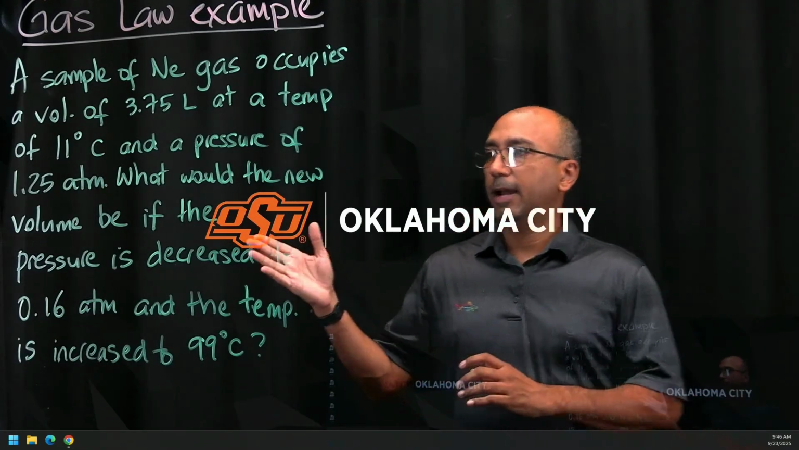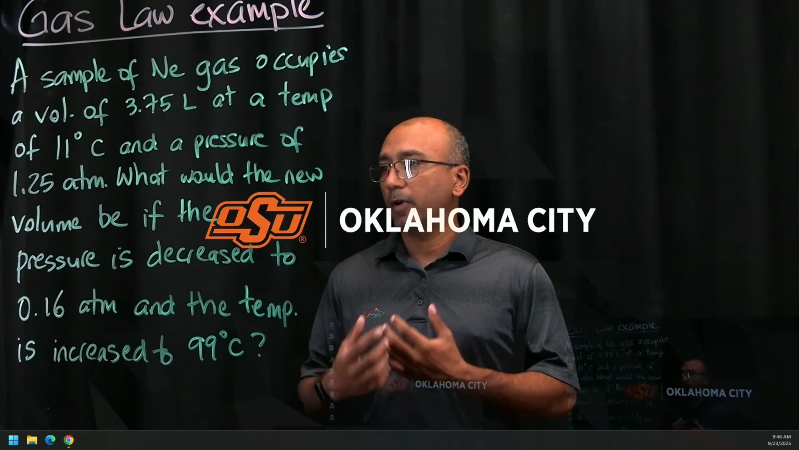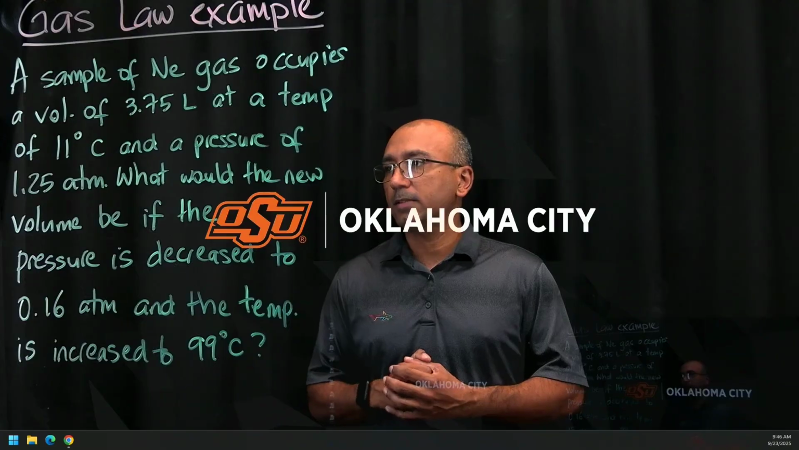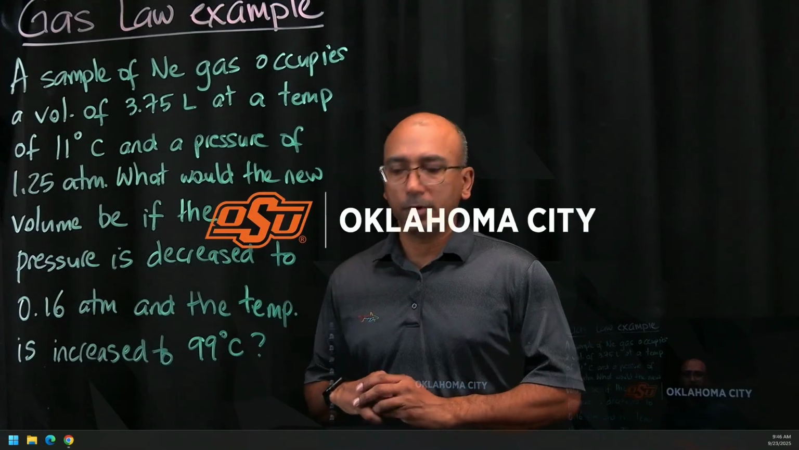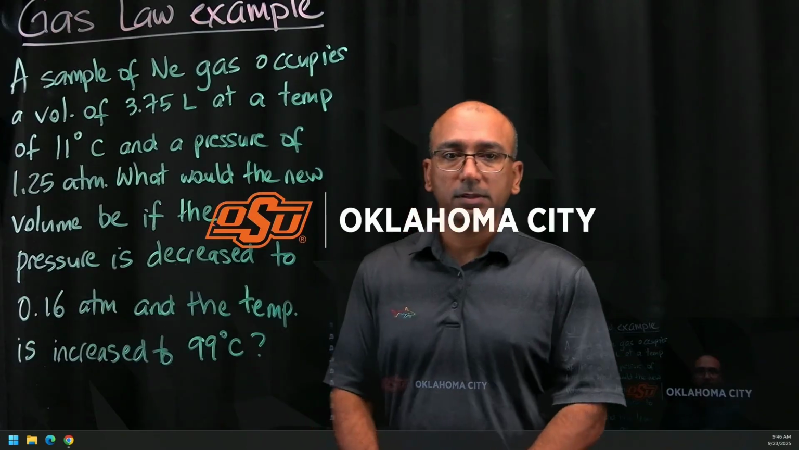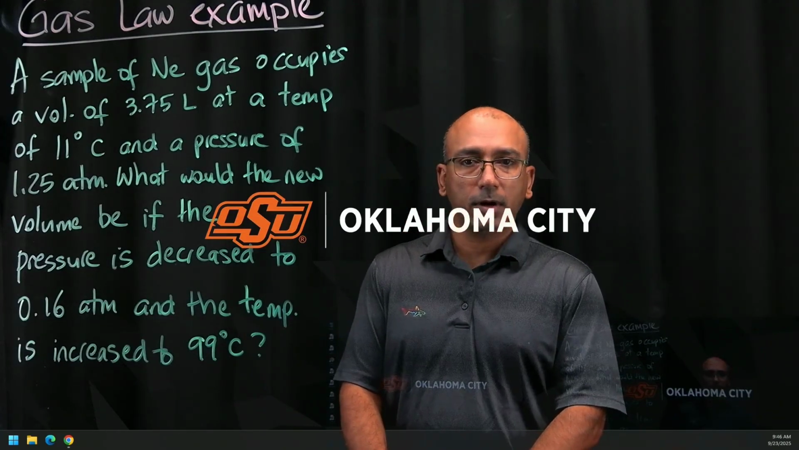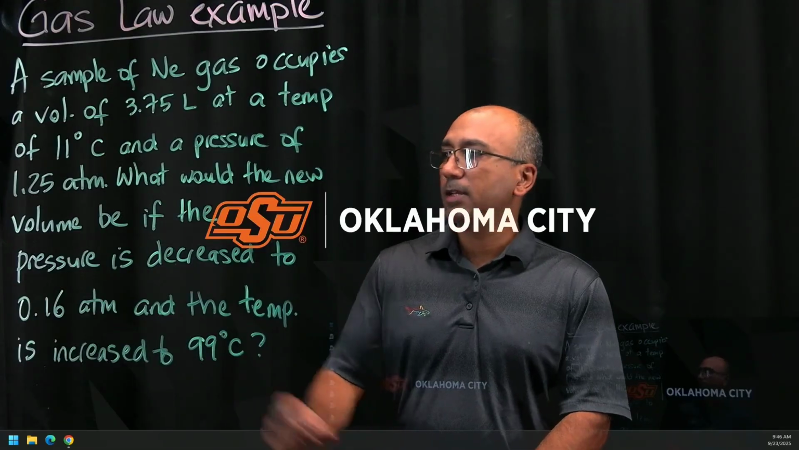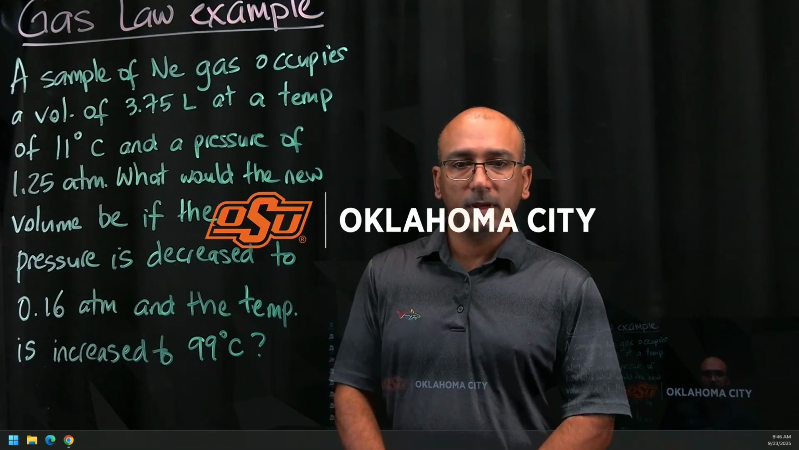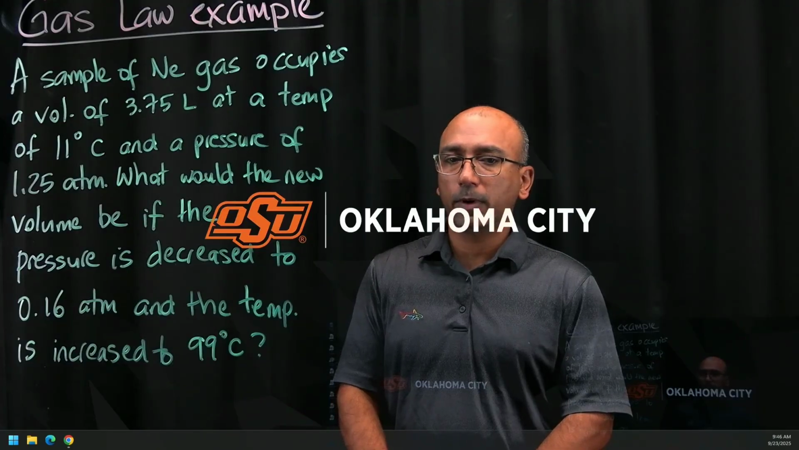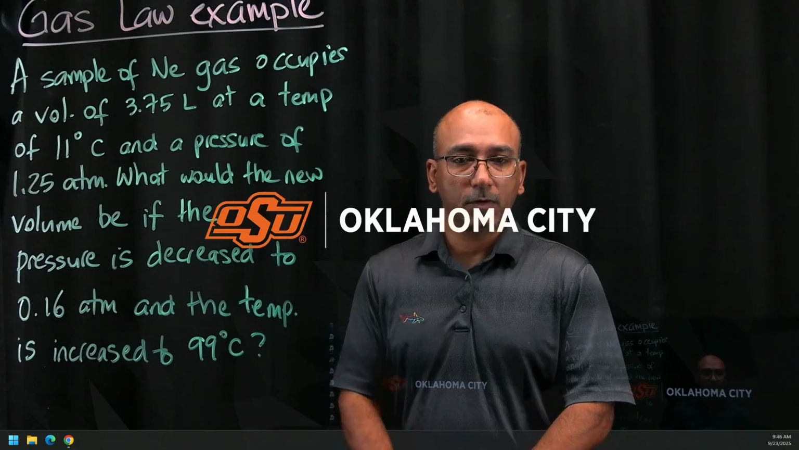So we have here an example of a typical problem, and the way that it's phrased is also typical for gases. So it says we have a sample of neon gas that occupies a volume of 3.75 liters at a temperature of 11 degrees Celsius and a pressure of 1.25 atm. Remember, atm, that's atmospheres. What would the new volume be if the pressure is decreased to 0.16 atmospheres and the temperature is increased to 99 degrees Celsius, right?